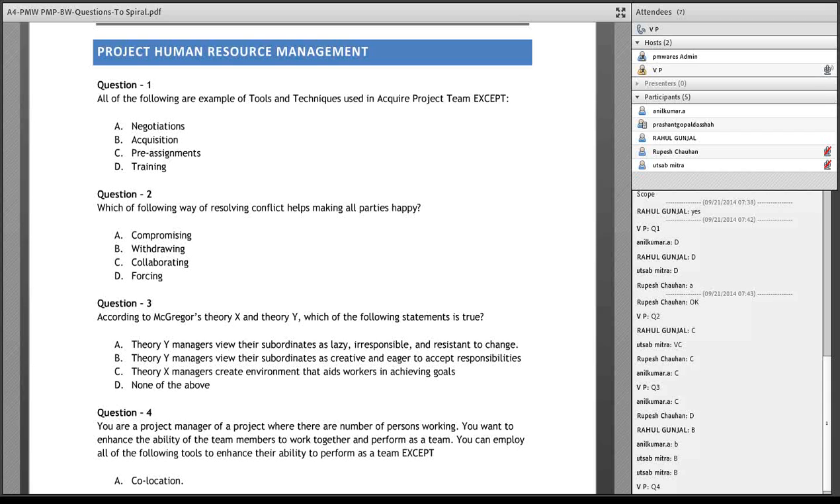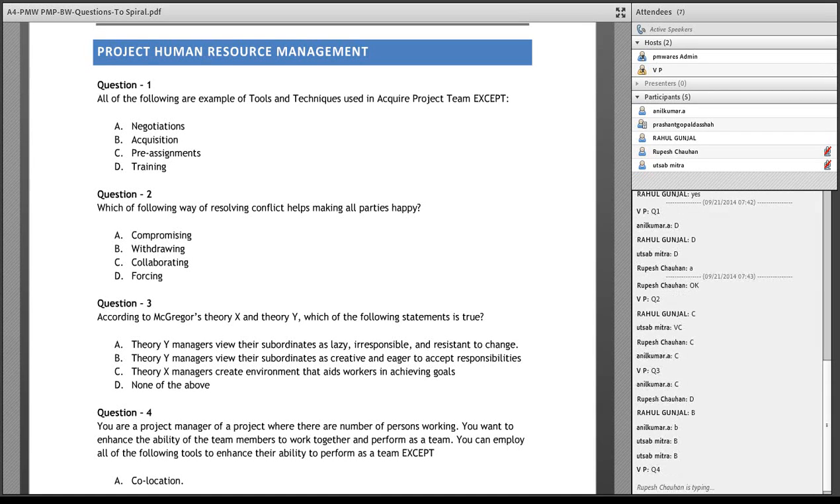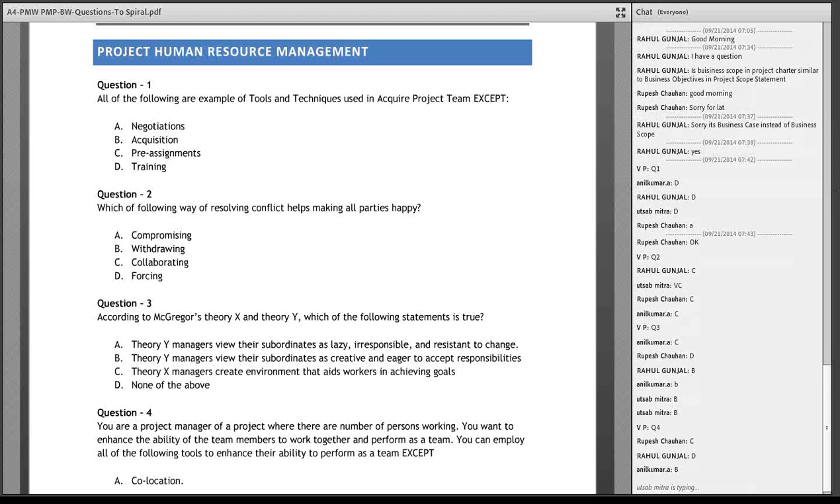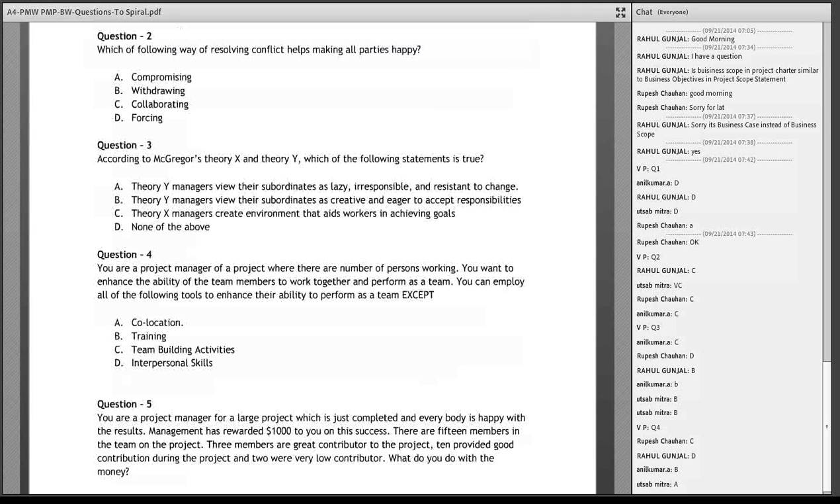What about question number 4? C, D, B, A. My God, I haven't seen such a thing. Four people answering with four different answers. Okay, I think this question is important to read.